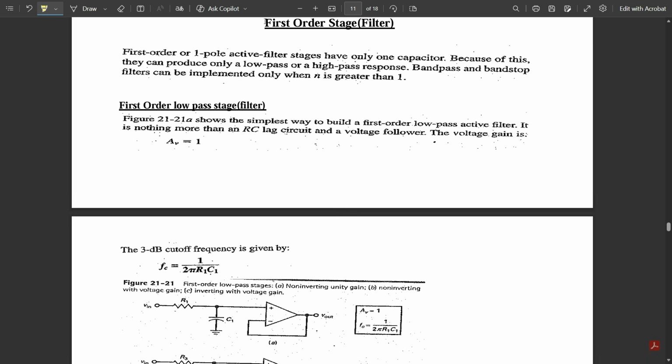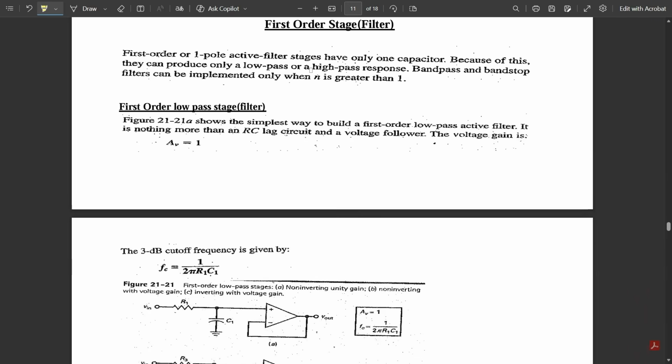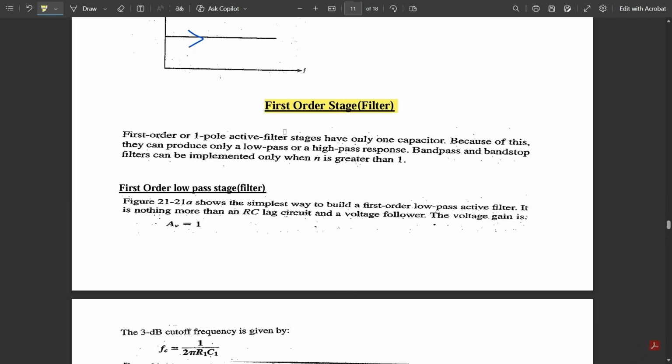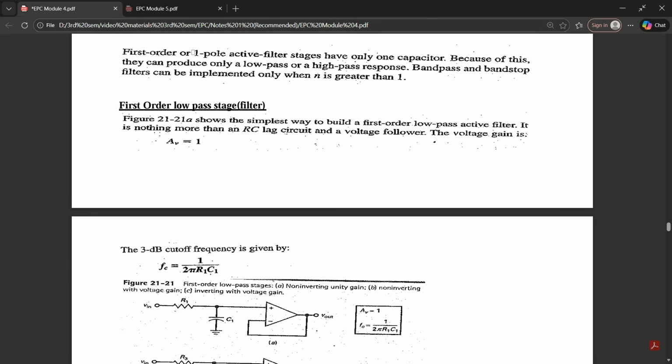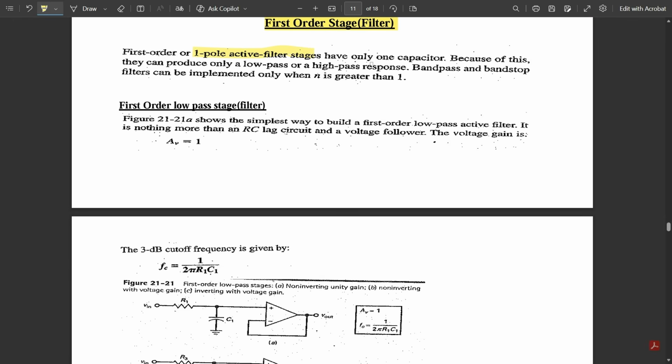Now let us discuss the first order stage filters. We have some important first order filters which we are going to be discussing here. First order, or one pole active filter stages, have only one capacitor. So that's why it is named first order. In all these first order filters, either low pass or high pass, we have only one capacitor. Because of this, they can produce only low pass or high pass responses. So this first order is categorized into first order low pass filters and first order high pass filters. We do not have any band pass and band stop filter in the case of first order.